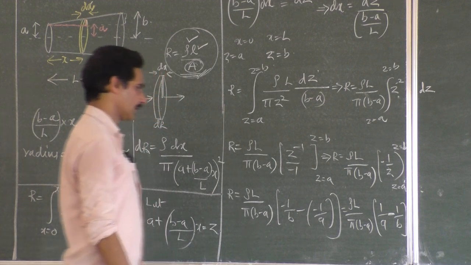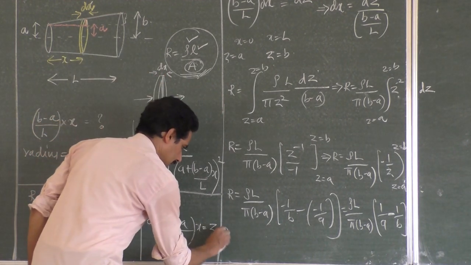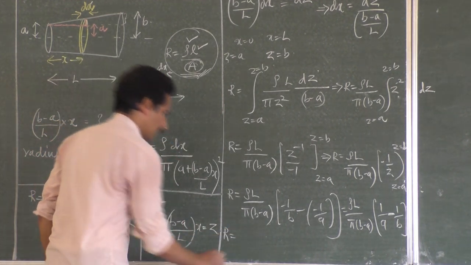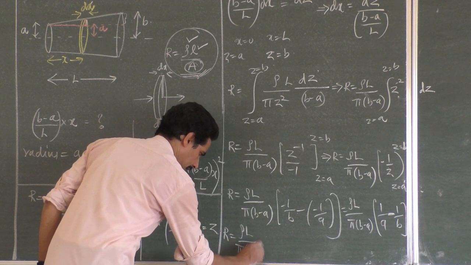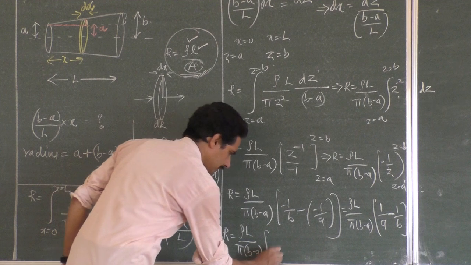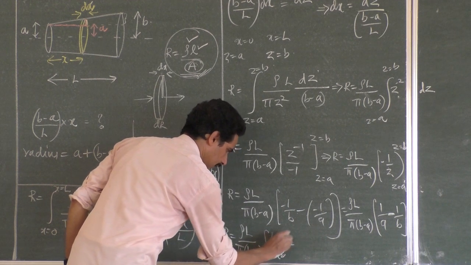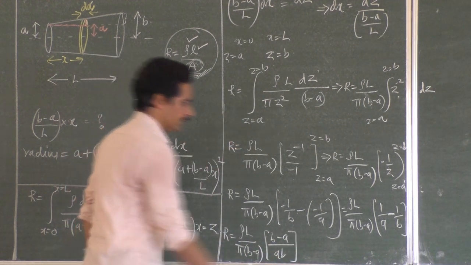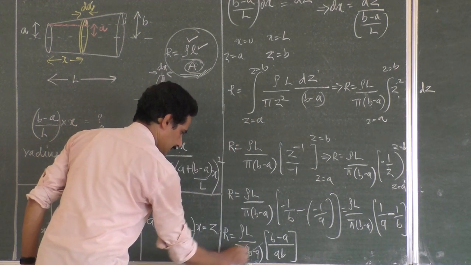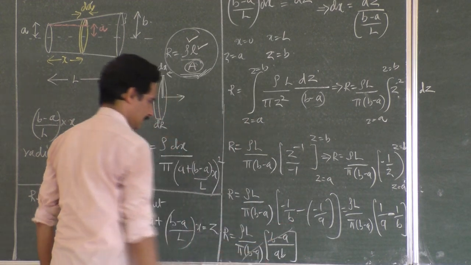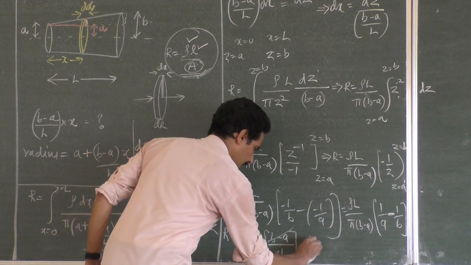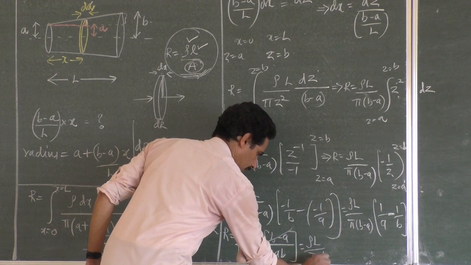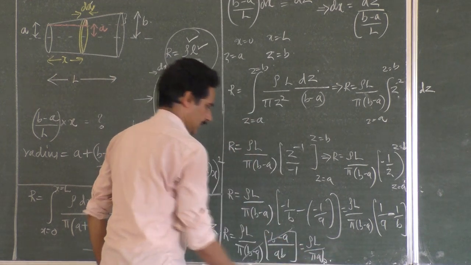So now you can take the common denominator. R is equal to rho L by pi into b minus a, into ab is the common denominator, and here is b minus a. This term, b minus a, gets cancelled. Rho L by pi ab, that is the final answer. Rho L by pi ab. Do you have that option? So that you have to search.